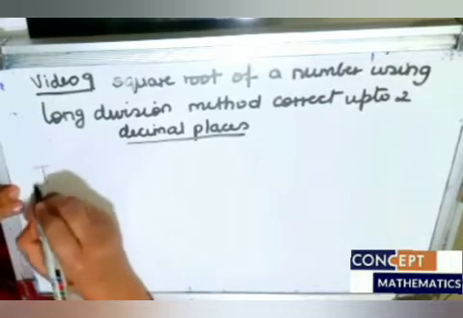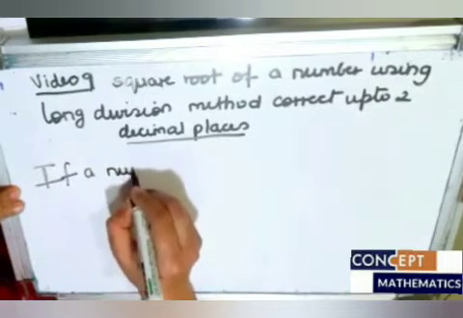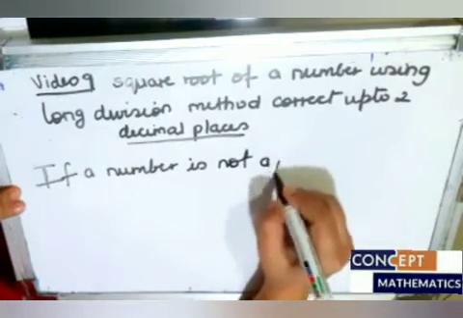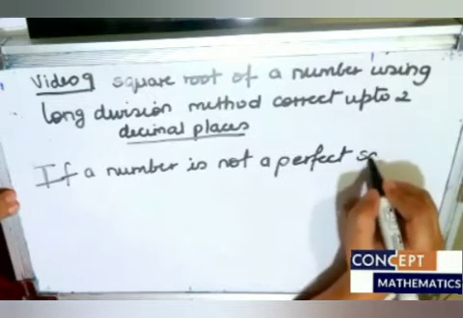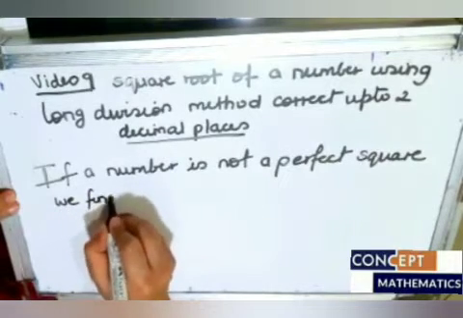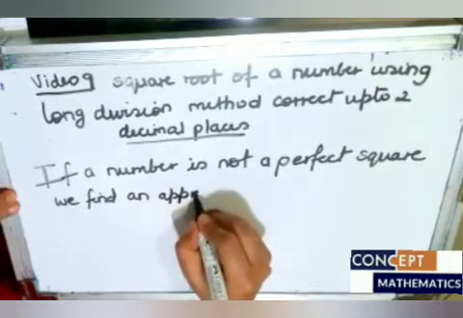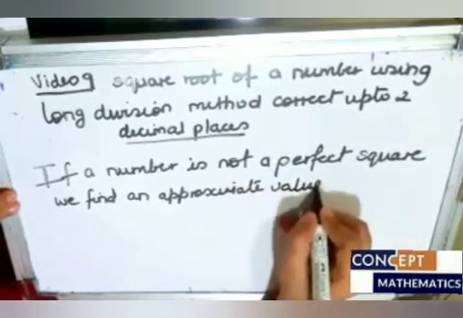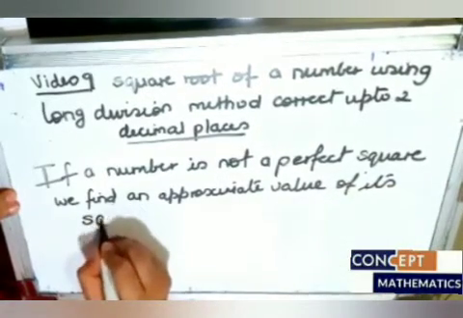So if a number is not a perfect square, we find an approximate value of its square root.